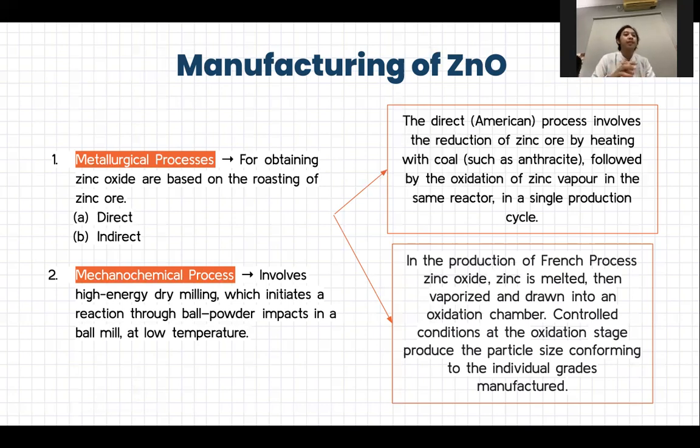The direct process involves the reduction of zinc ore by heating with a coal such as anthracite, followed by the oxidation of zinc vapor in the same reactor in a single production cycle. This process was developed by Samuel Wetherill and takes place in a furnace in which the first layer consists of a coal bed lit by heat remaining from the previous charge. Above this bed is a second layer in the form of zinc ore mixed with coal, and the blast air is fed from below, to deliver the heat to both layers and carry carbon monoxide for zinc reduction.